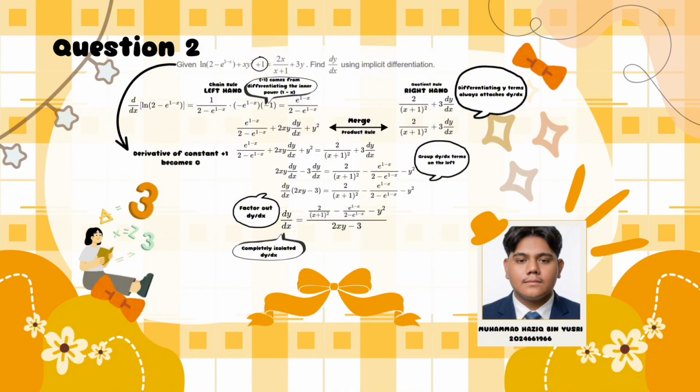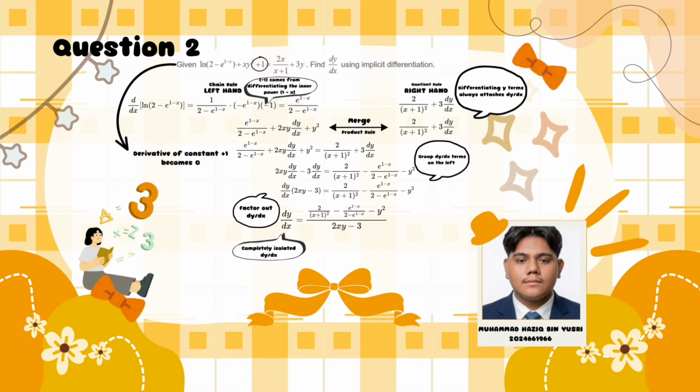From here on out, the rest of the steps are just normal algebra to get dy over dx by itself. So I added these speech bubbles on the side to make it easier to track. In the first bubble, I grouped all the dy and dx terms together on the left side and shifted all the regular terms over to the right side.